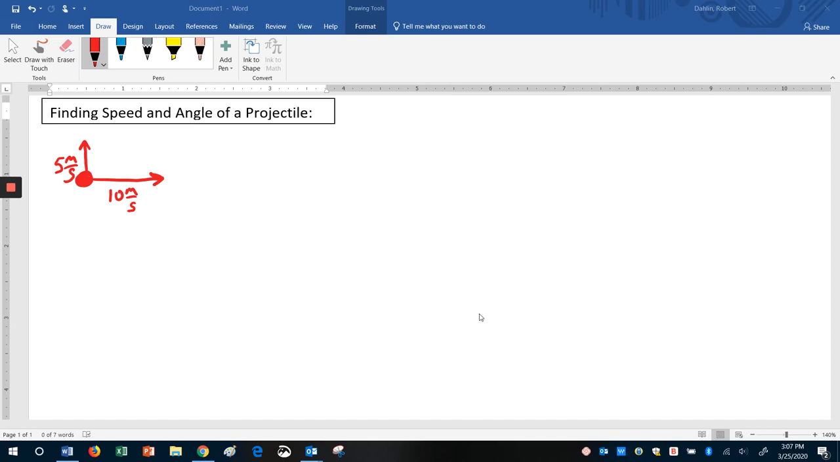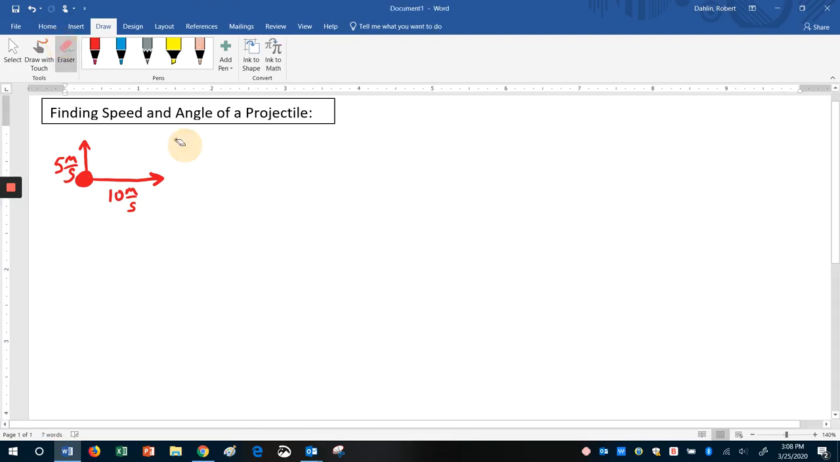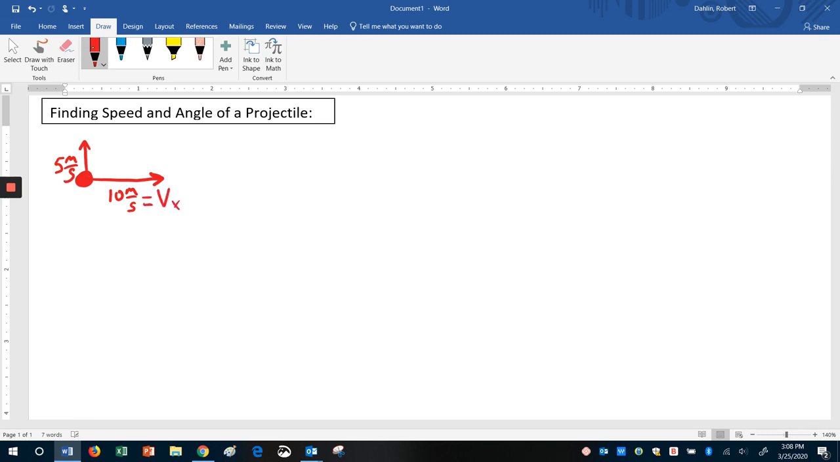Darlin again, and what we're going to do today is figure out how to calculate, using trigonometry, the speed and the angle of a projectile if you don't know it at the beginning. The two pieces of information you do need to know are how fast it's moving sideways and how fast it's moving upwards. If you look at this picture, that is showing me how fast it's moving sideways. Sideways, we would call that our Vx. And this arrow here is how fast it's moving upwards, which we're going to call Vy.